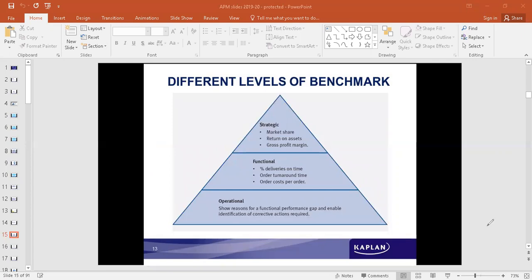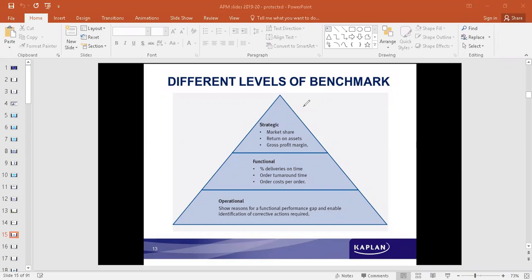The different levels of benchmark: at the strategic level, at the tactical level, that is middle level, and at the operational level, what can be used? Because it's basically comparative analysis, comparison of the performance of the individual with the performance of the benchmark. So what variables can be used for comparison?